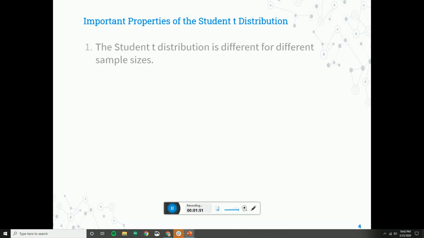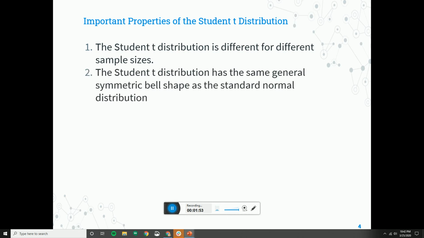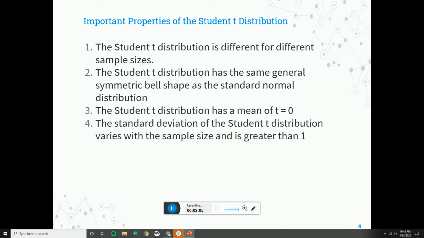Good news is, in general, it still looks the same. It will be a bell-shaped curve, just like the standard normal distribution that we're used to. It will still sit over 0, just like the standard normal distribution that we're used to. The big difference will be that the standard deviation is not 1. In general, it's greater than 1.